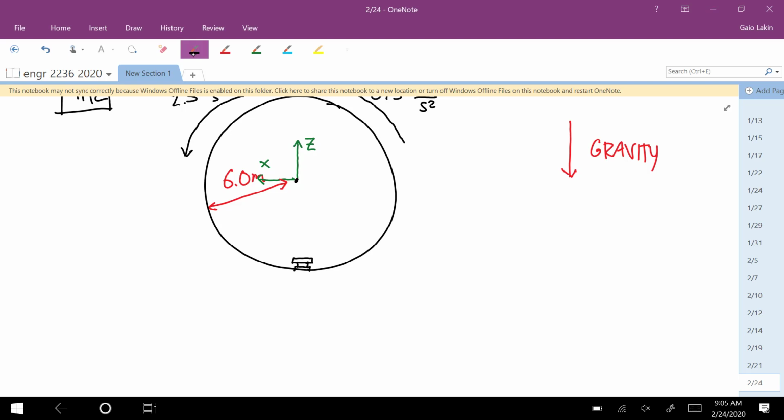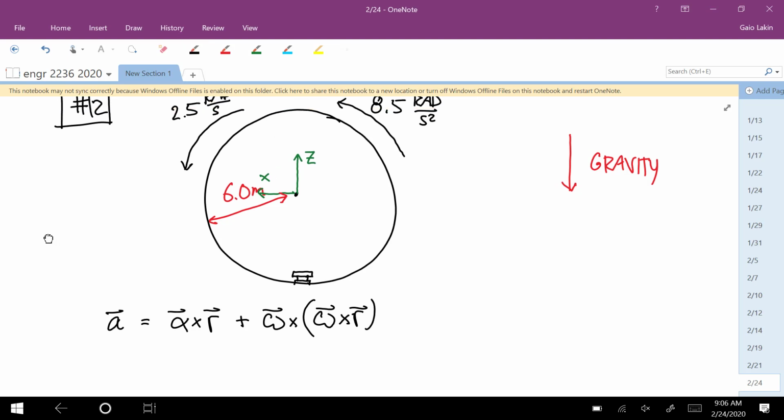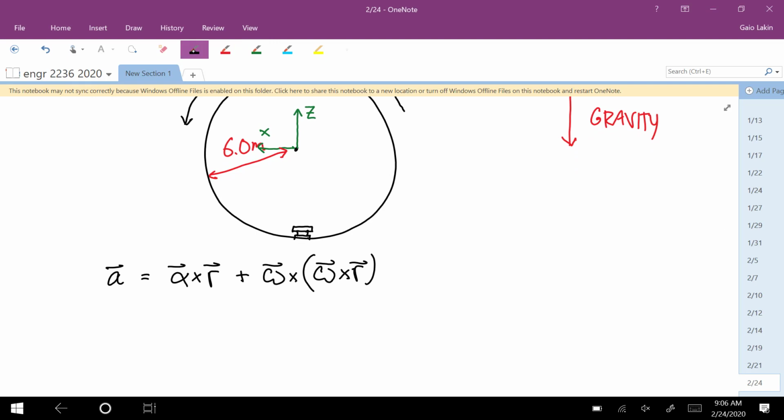Well, the acceleration of an object in circular motion, this is the watermelon equation. So all ripe watermelons will rot. And now we just have to figure out alpha, omega, and r. The r vector is in the negative z direction, and the radius is 6 meters, so r is 0, 0, negative 6.